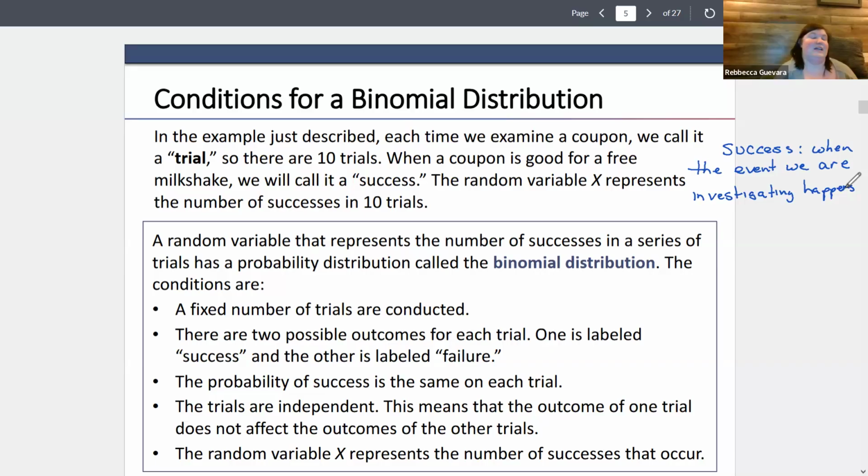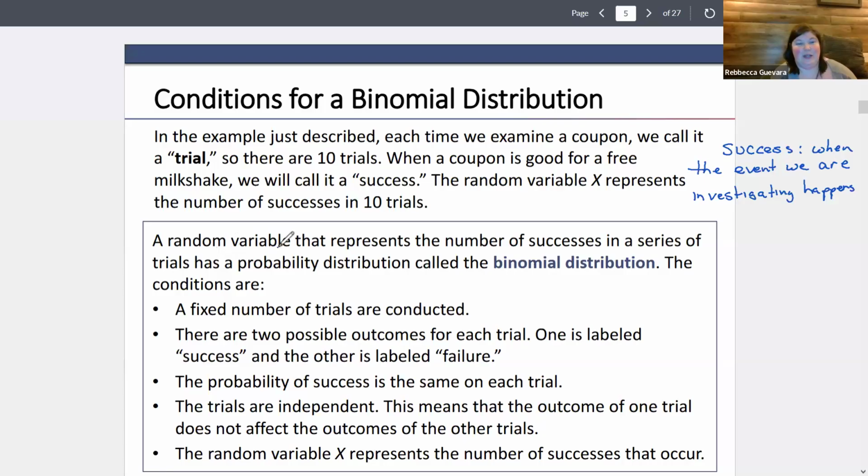So don't always think that success is the positive event. I could be interested in what's the probability that 8 of my 10 friends don't win a coupon. And in that case, losing is the success, if that is what I'm interested in. So success is just whatever is the part that we're investigating, that we're trying to record. So X represents the number of successes in 10 trials. A random variable that represents the number of successes in a series of trials has a probability distribution called a binomial distribution.